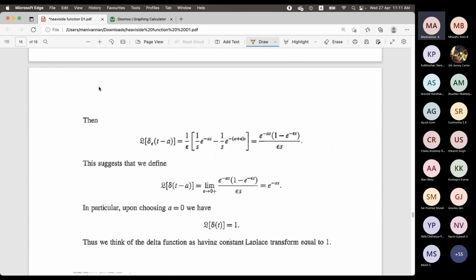And what is the Laplace transform of delta epsilon of t minus a, or the Laplace transform of delta of t minus a? By the Laplace transform definition, what is that?